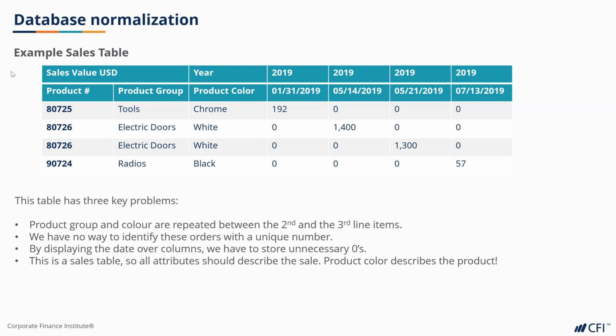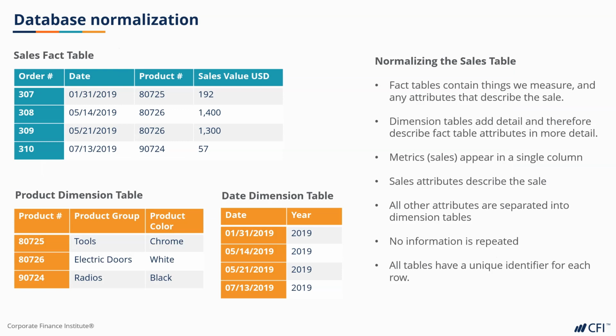Let's take a look at what good data normalization looks like. Here we have what we call a sales fact table. So a fact table is a table which records a particular event or measurement within a business or organization. Each line represents a particular sale or summary of sales.